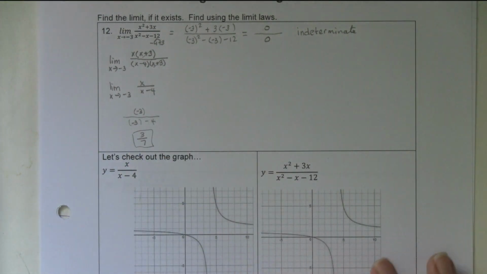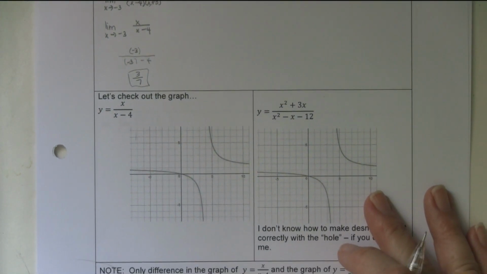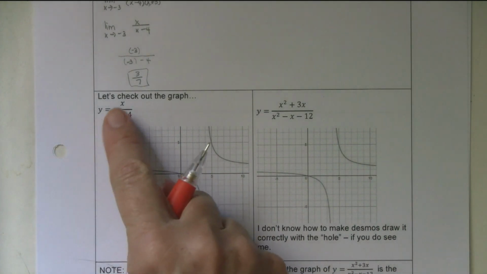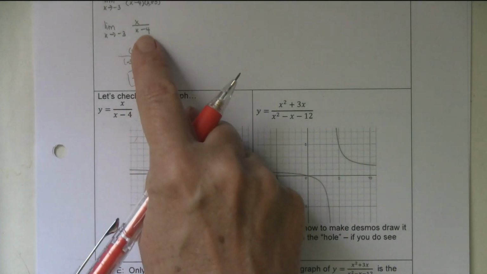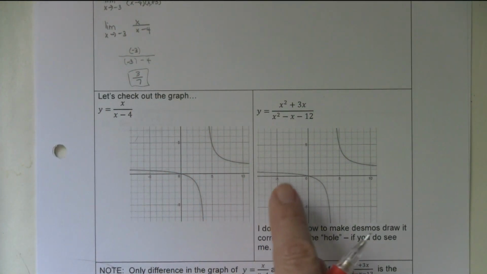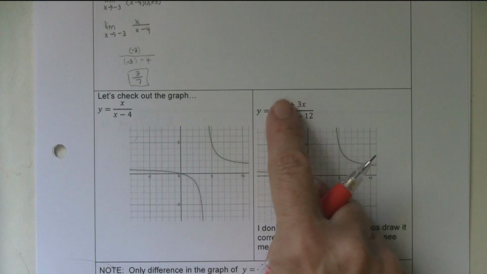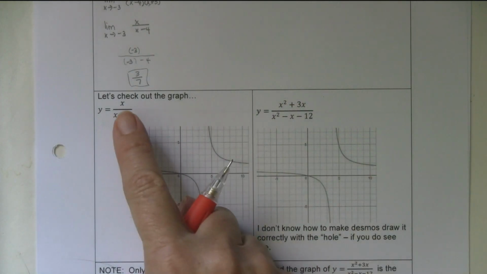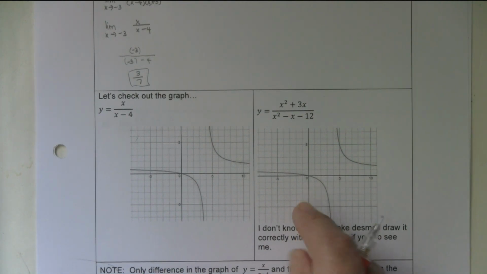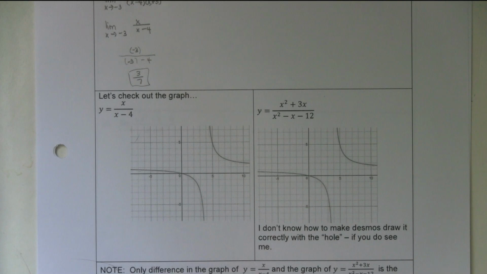So there's my limit. And I just wanted you to check it out on a graph. So if you graph y equals x over x minus 4, this was the last one that we found, this is what it looks like. And if you graph this, the only difference between this graph and this graph is that there's a little hole in the graph at x equals negative 3.